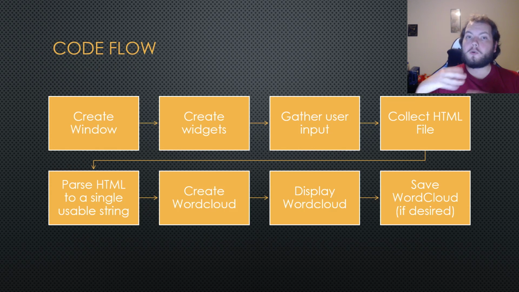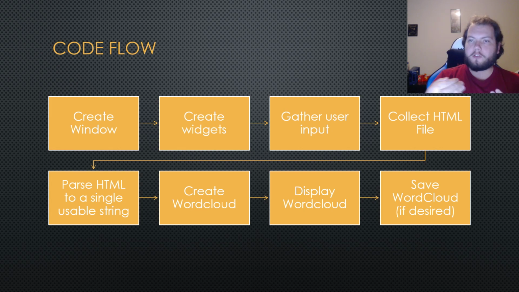So just a quick review to go over everything. In order to make this program work, what we first have to do is create the window, which is going to contain everything that the user will interact with in order to get the word cloud working. Then we fill it with all the different widgets to create the options menus, the buttons that we need to press in order to get it to run, the user input fields, all that.